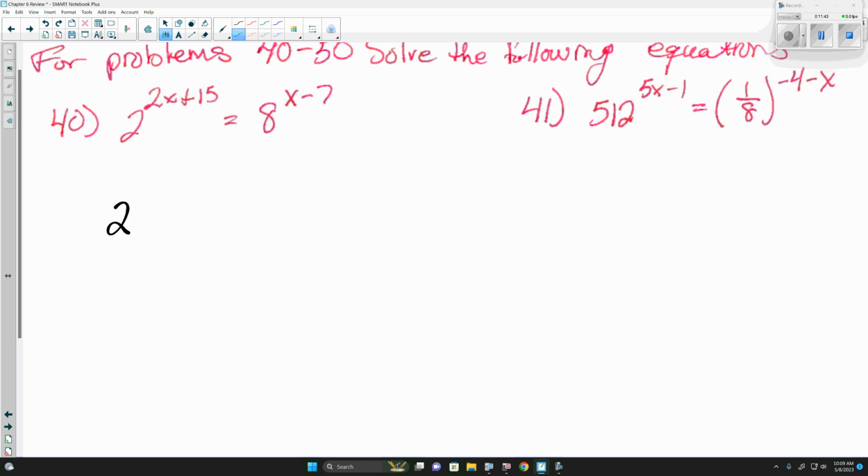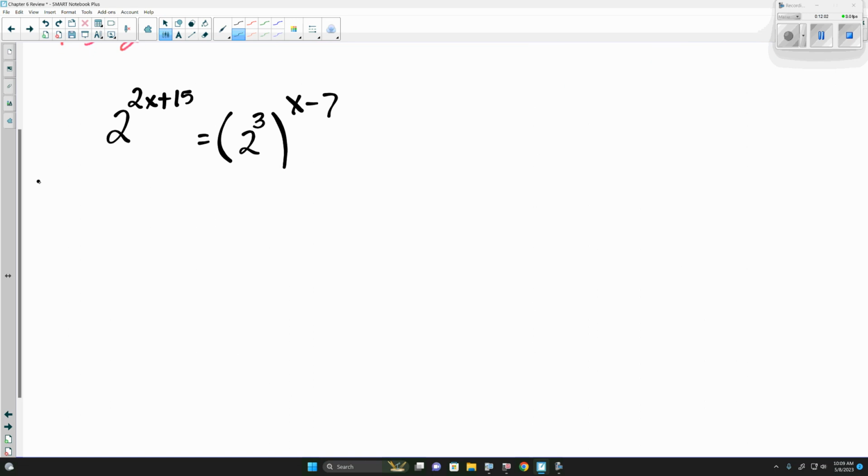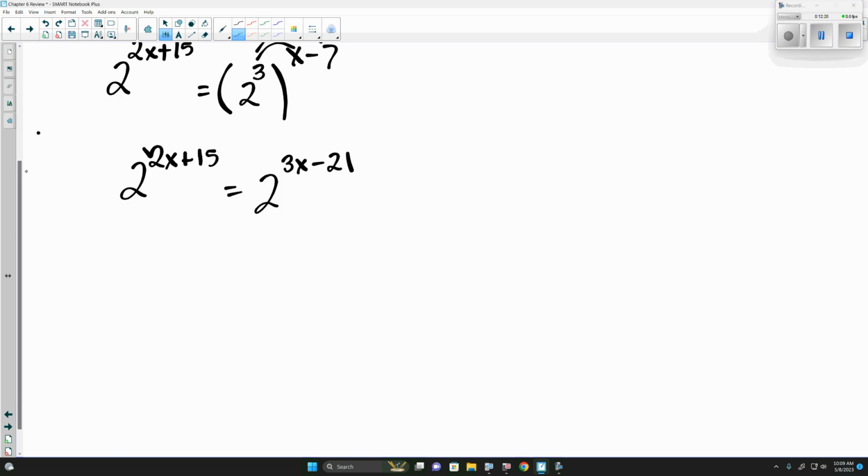Well, 2 is as simplified as it gets. However, can we rewrite 8 as 2 to a power? 2 to what power is 8? 3, yes. 2 to the third is 8. So I can replace 8 with 2 to the third. Now the one on the left is still 2 to the 2x plus 15. The one on the right side, we multiply through by 3. 3 times x is 3x. 3 times negative 7 is negative 21. Because our one-to-one property states if the bases are the same, then the exponents must be equal as well.